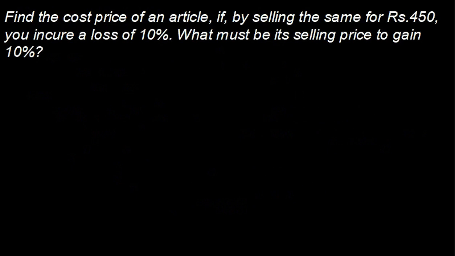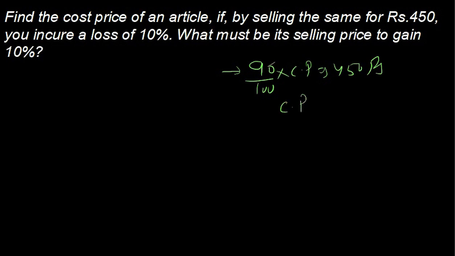Find the cost price of an article if by selling it for rupees 450 you incur a loss of 10%. If you incur a loss of 10%, we can directly say that 90% of the cost price was what? It was 450 rupees. So 90% of the cost price is 450 rupees. So what is the value of the cost price? It is going to be 500 rupees.